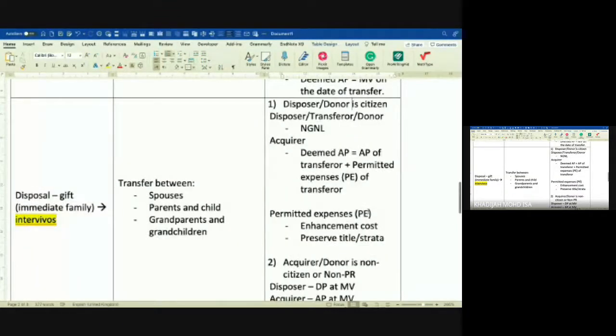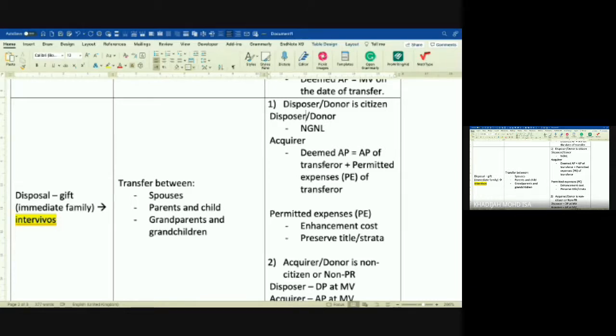So when there's an inter vivos, you have the donor, because you don't have to pay anything. It is a transfer without having received anything in return. But it happens that the transfer is between spouses, or between parent and child, or grandparent, that's why it's inter vivos. So to the disposer it is a no gain, no loss. But to the acquirer, you must know what your acquisition price is. So the AP is the AP of the transferor.